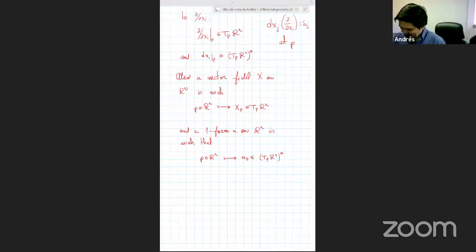Right, so for one forms, first, the general formula is like this. Let's do it only on R2, X and Y. Okay? So what it means, when you evaluate at one point, you get this.